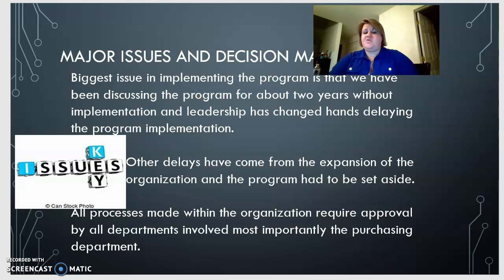Major issues that we've had along the way is implementing the program because we've had about the 2 years and we've had changes in leadership and delaying the program implementation because of the expansion of our hospital and changes in leadership and reorganization of all the departments.